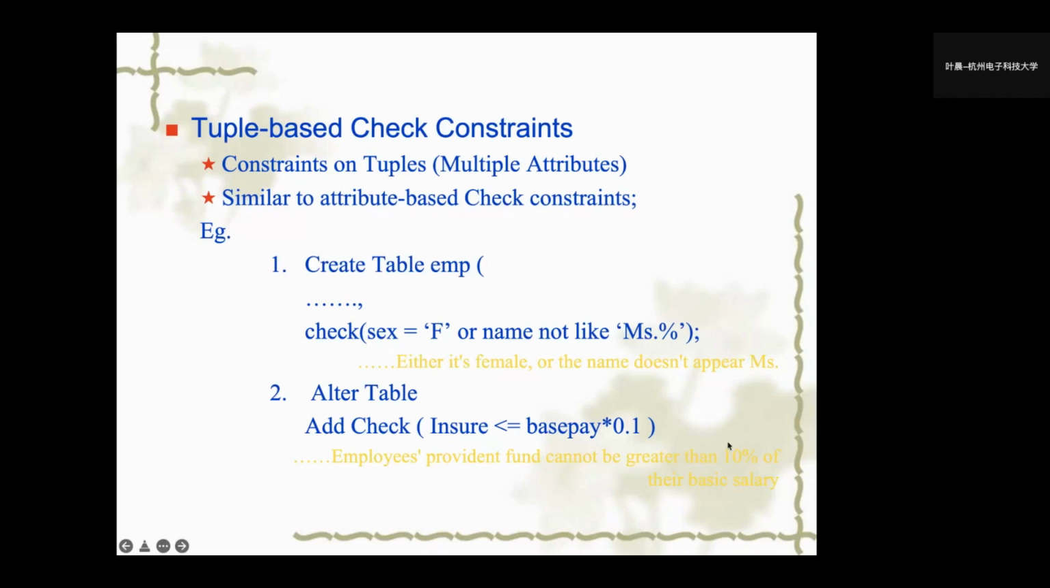And for the second one, it is the same. We add a check whose constraint is related to two attributes. It's related to the provident fund and base pay. This kind of constraint, we call a tuple-based check constraint. And it says the employee's provident fund cannot be greater than 10% of their basic salary.